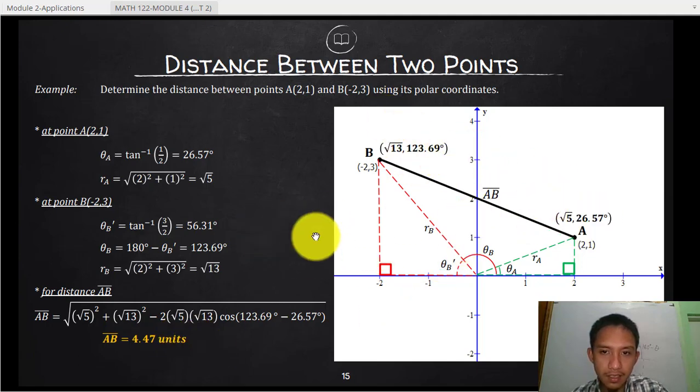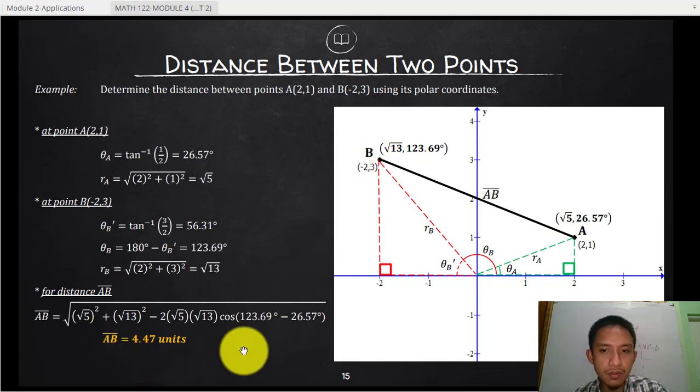Okay, so again, that is how we ended up with this polar coordinate here. Your point B is located at your radius, square root of 13, and your polar angle, which is 123.69 degrees. And then your point A is located at radius, square root of 5, and the polar angle, which is 26.57. So again, our target here is to get your line segment AB, or the distance between A and B.